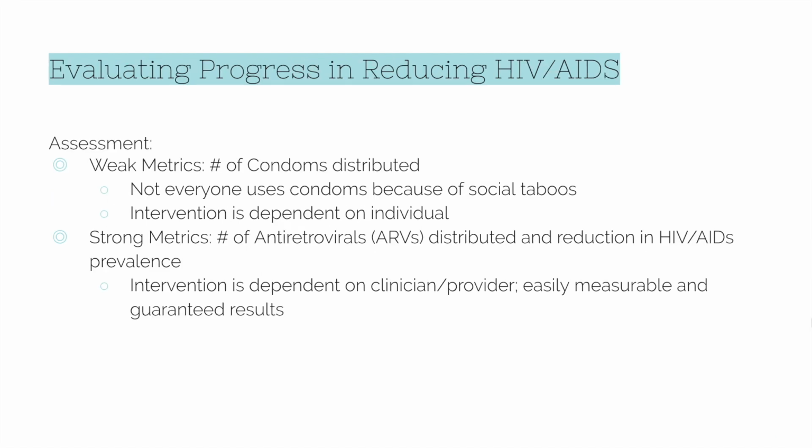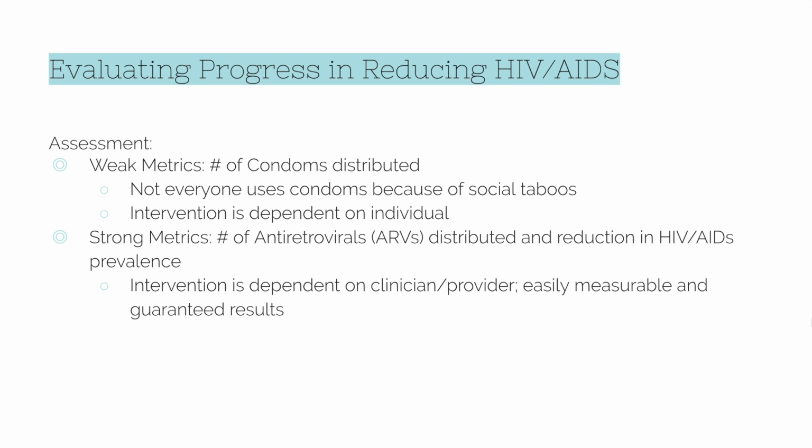Relating to evaluating the performance of the intervention, I can share an example of a strong metric and a weak metric. A weak metric in this situation would be number of condoms distributed. This metric fails to consider how many condoms are actually being used, which is an important factor since there is a social taboo around condoms. Furthermore, this intervention is dependent on the individual, and therefore this metric does not evaluate performance effectively.